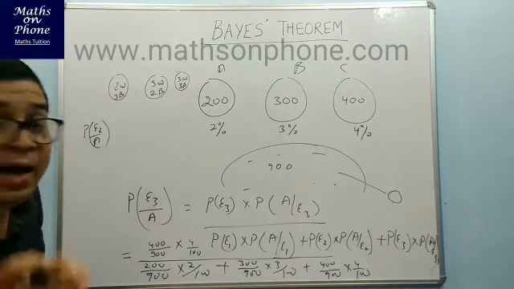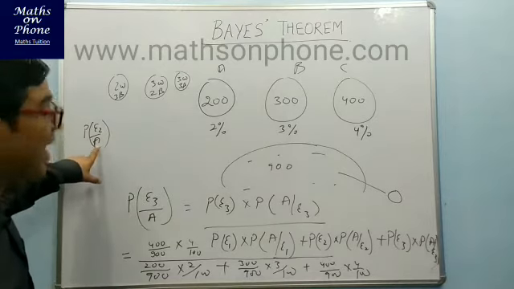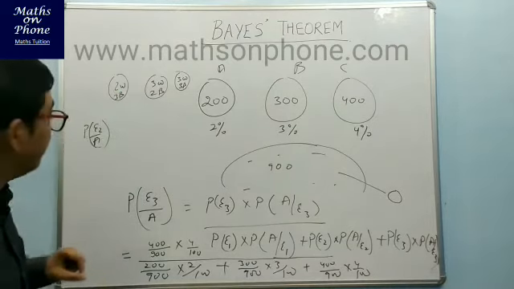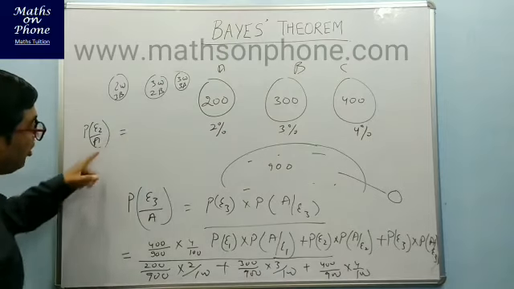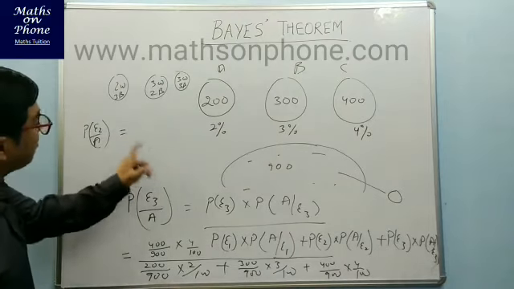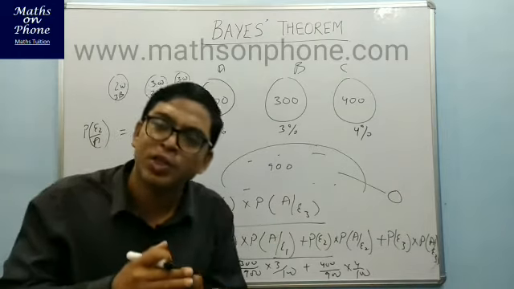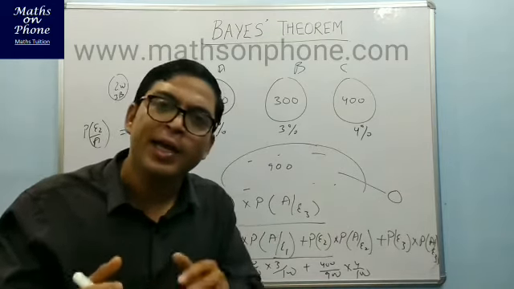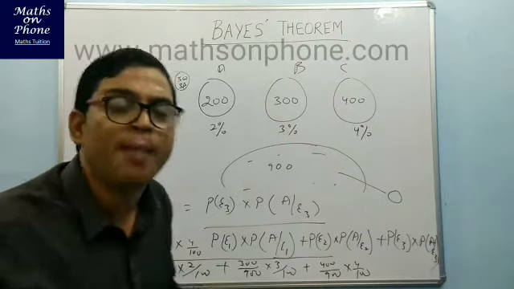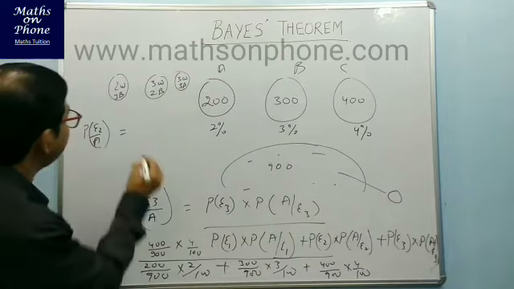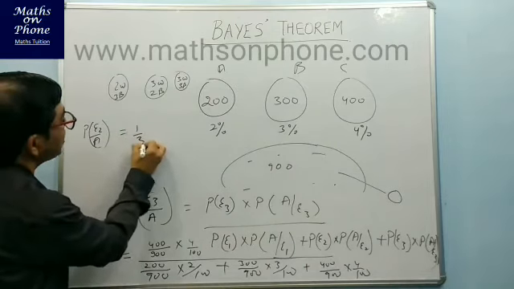We need to find a black ball. It is known that it is black. What is the probability that it has come from bag number 2? So you just write the theorem. It will be P(E2 by A) is P(E2). What are E2, E1, E3? 3 bags. And they are equally likely to be picked up. So the probability of picking up the bag is 1 by 3 in each case.